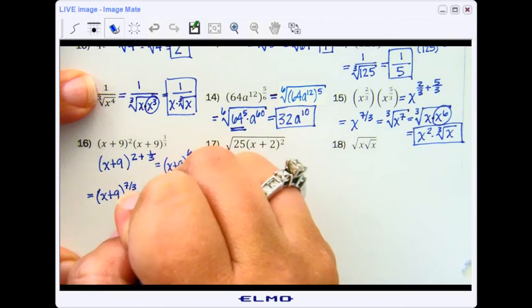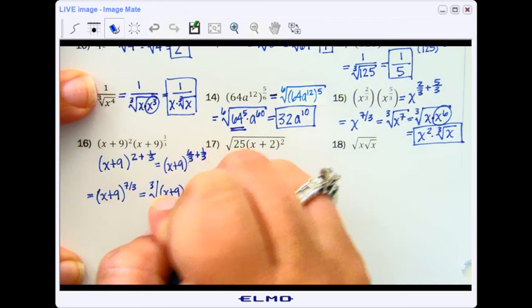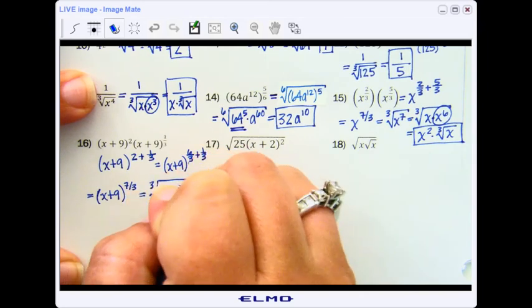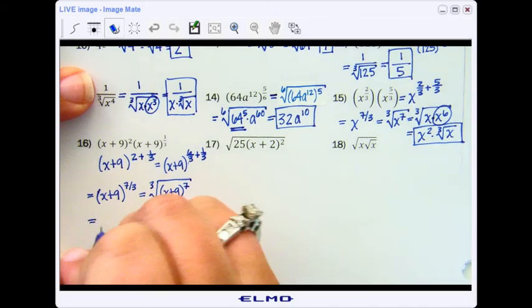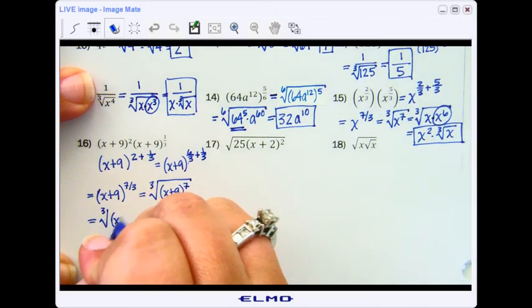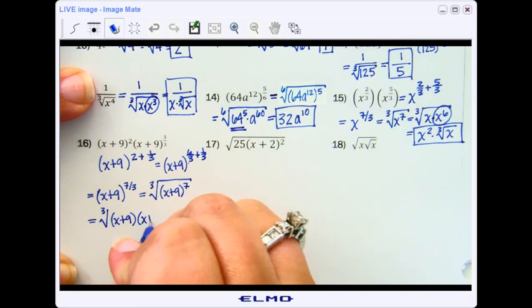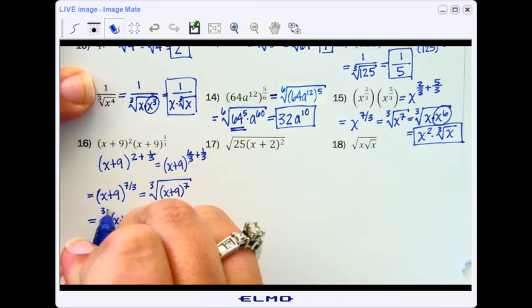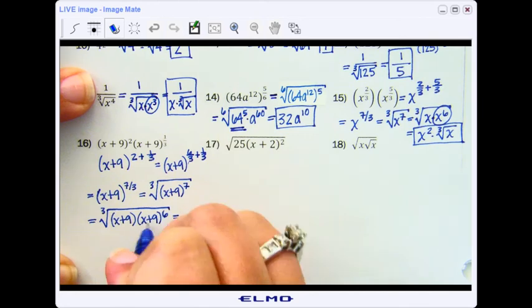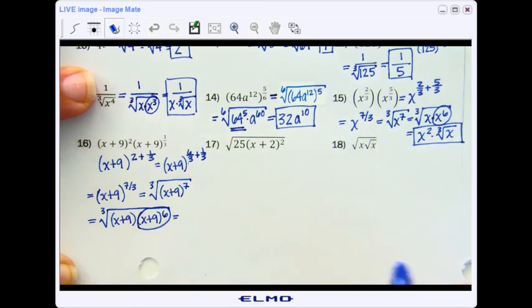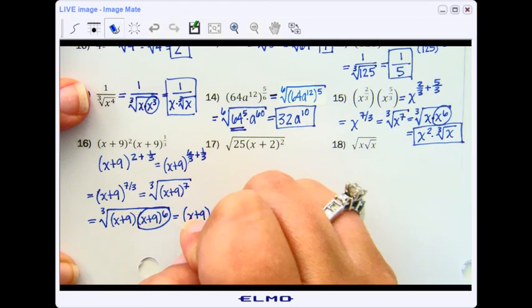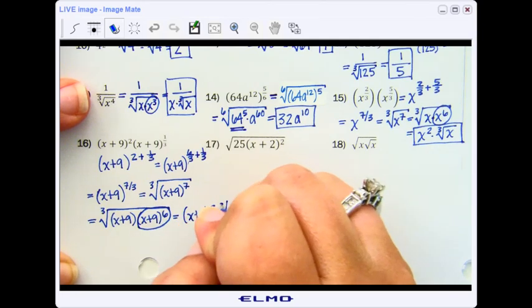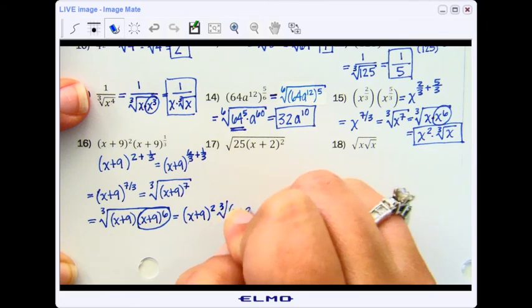This means the cube root of x plus 9 to the 7th power. This can be factored into the cube root of x plus 9 times x plus 9 to the 6th power. And this is a perfect cube. So the cube root of x plus 9 to the 6th power is x plus 9 squared times the cube root of x plus 9.